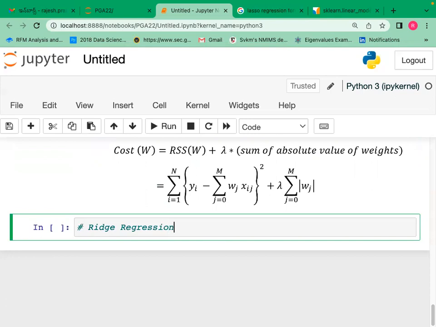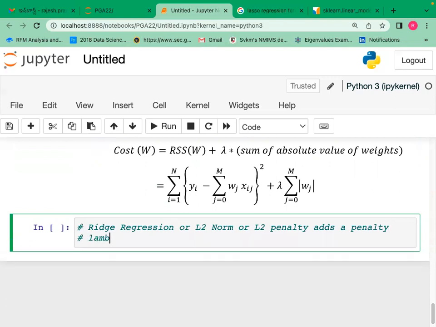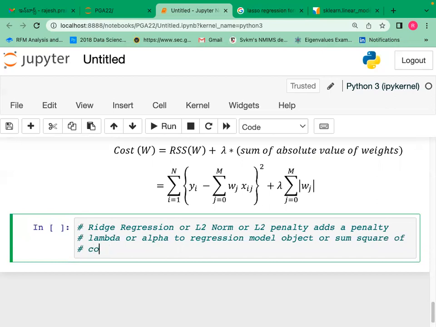Ridge regression, or also called as L2 norm or L2 penalty, adds a penalty lambda or alpha to regression model object or sum square of coefficients. Here it is square. In the top it is absolute. Here it is sum square of coefficients.